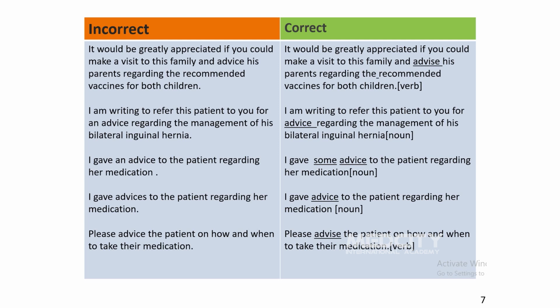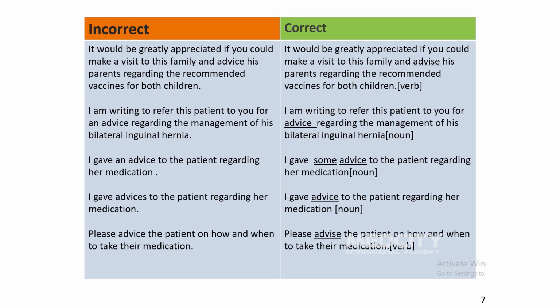Alright, we have a huge list of sentences here with the incorrect usage and the correct usages. So let's go through these sentences, a few of them at least, to understand എന്താണ് right usage and what makes it incorrect. Let's look at the first sentence under incorrect. It would be greatly appreciated if you could make a visit to this family and advise his parents regarding the recommended vaccines for both children.